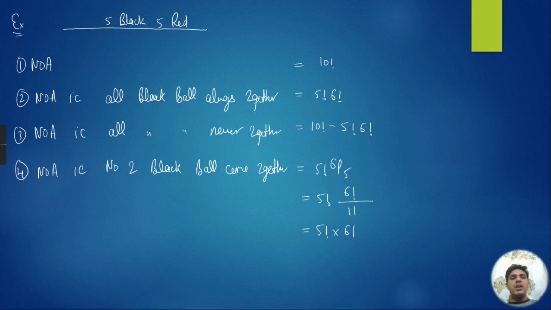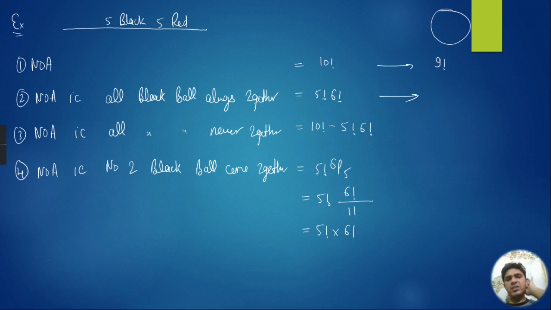Coming to the next question, we are given 5 black and 5 red balls, which I have to arrange in a circle. The first question is the number of arrangements without any condition. This will be simpler: factorial 9. The second question is the number of arrangements such that all black balls are always together.